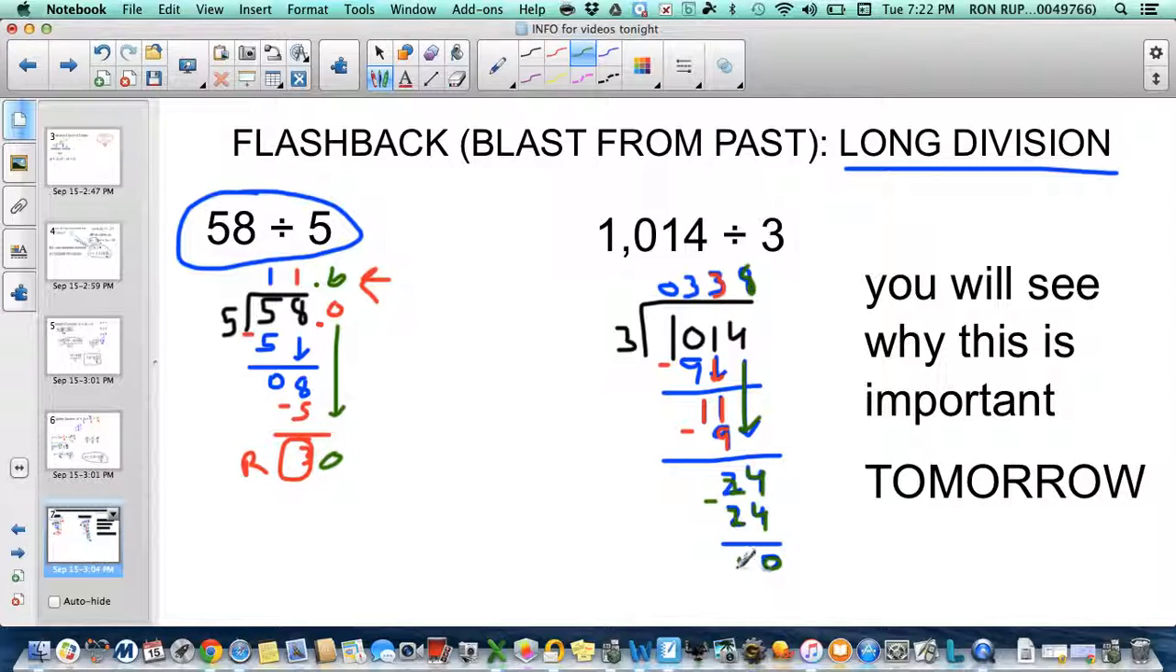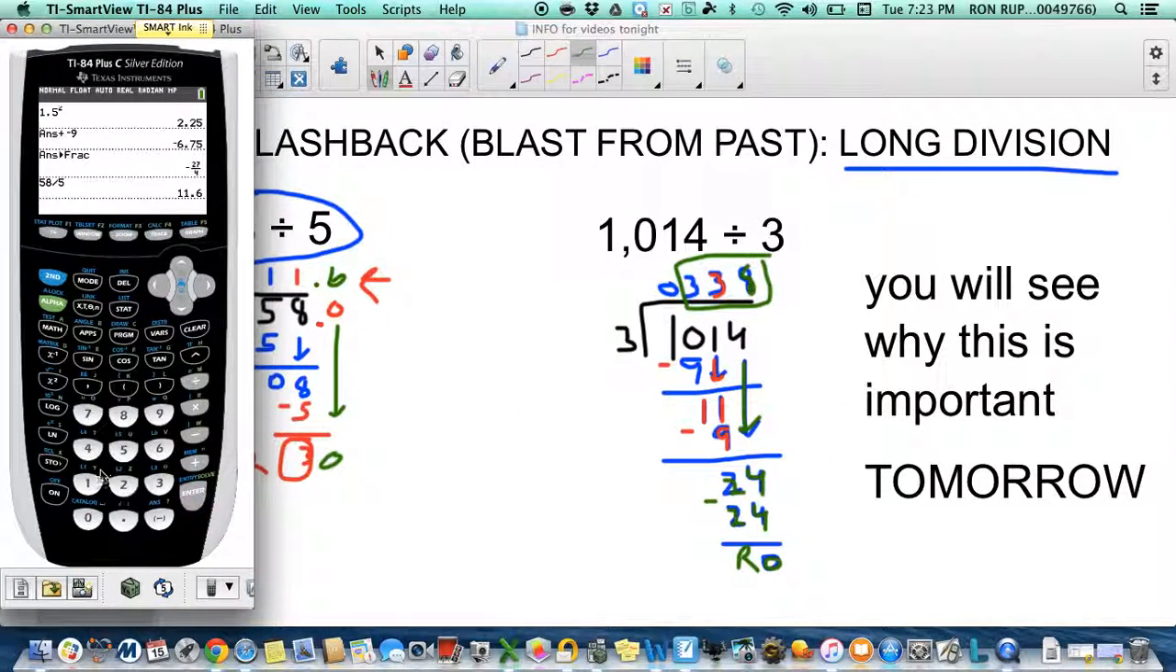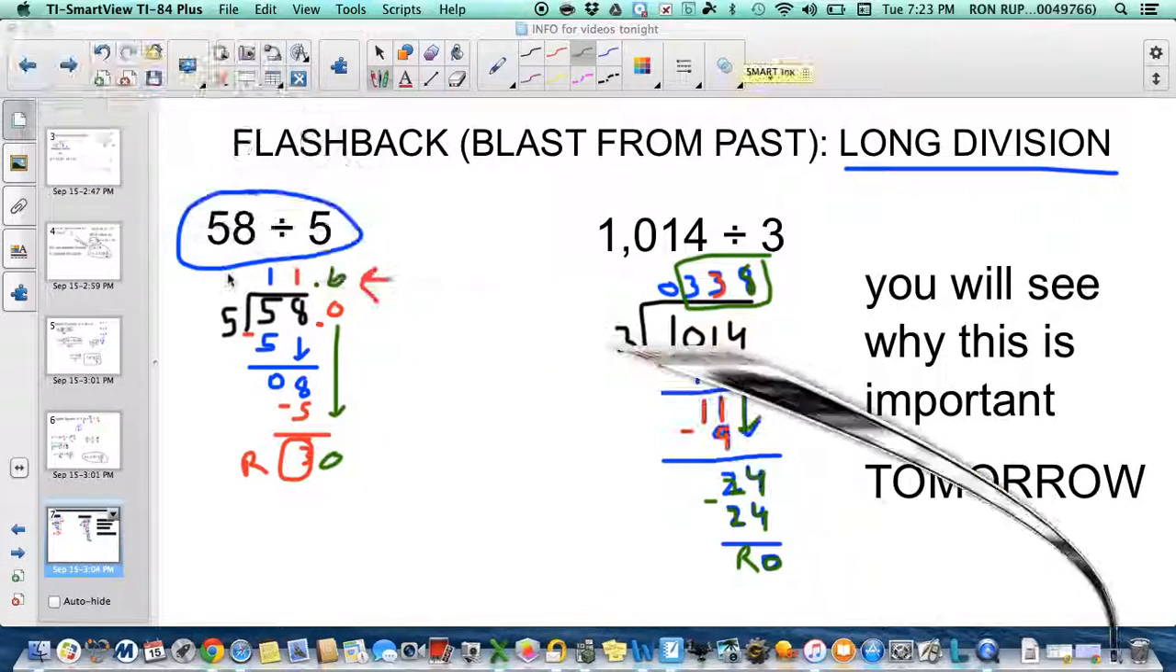So we have a remainder of 0, or an answer of 338. And if you don't believe me, 1014 divided by 3 is 338.